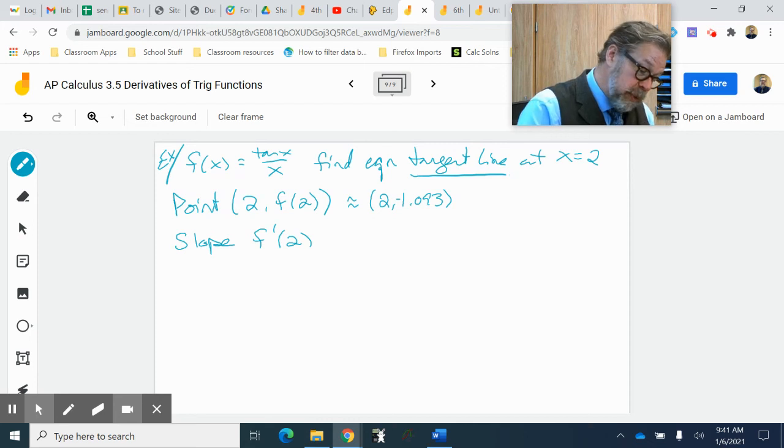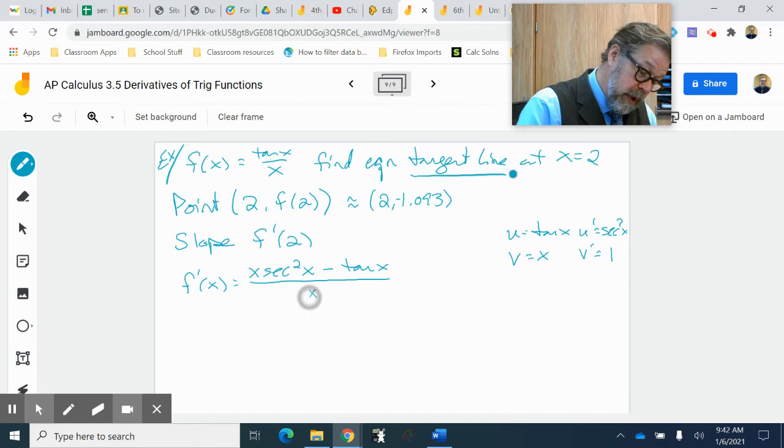And finding the derivative, we're going to use the quotient rule. So I know that u is equal to tangent, du is secant squared, v is equal to x, and dv is equal to 1. So v du gives us x secant squared x, minus u dv, which is just tangent of x, all divided by v squared, x squared. And then I can plug that into my calculator, and I get that this is approximately 3.433.